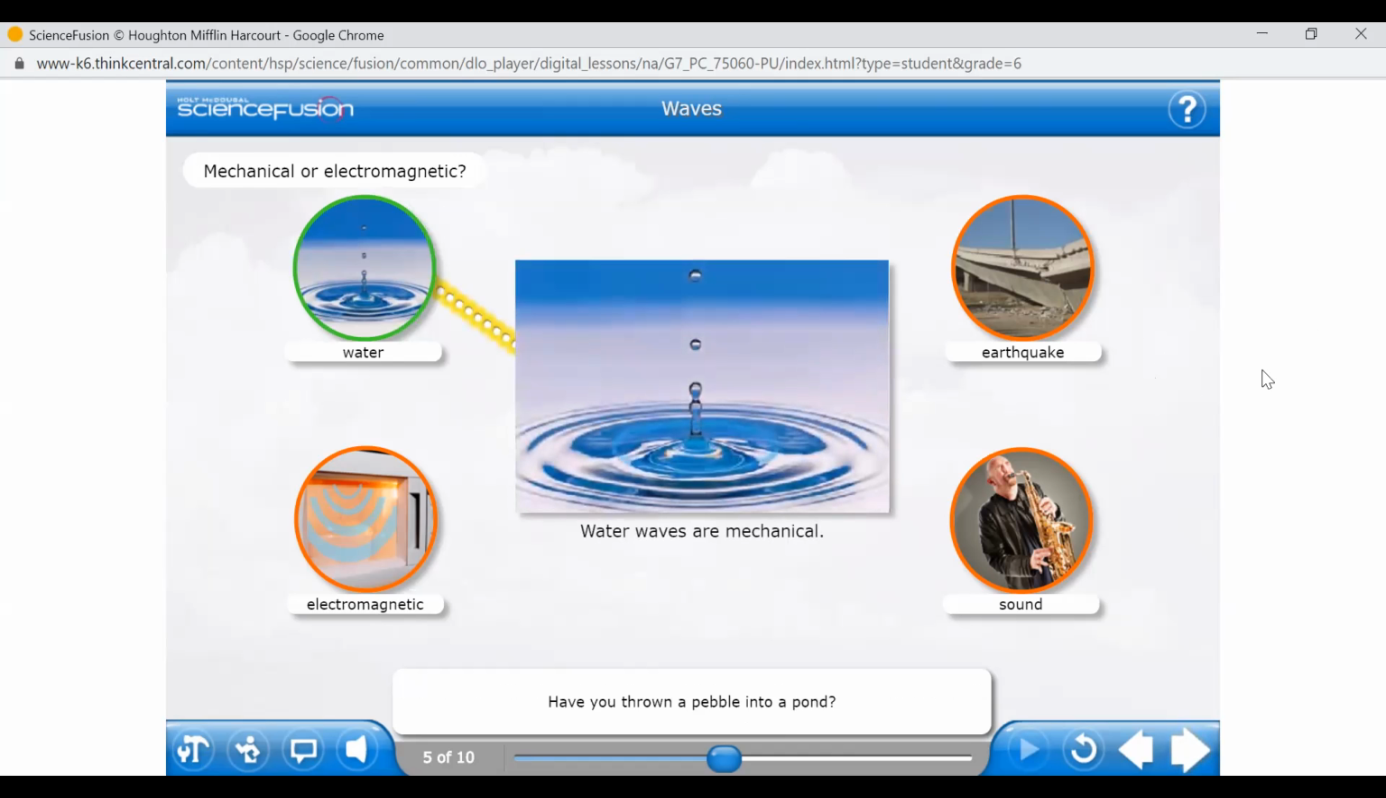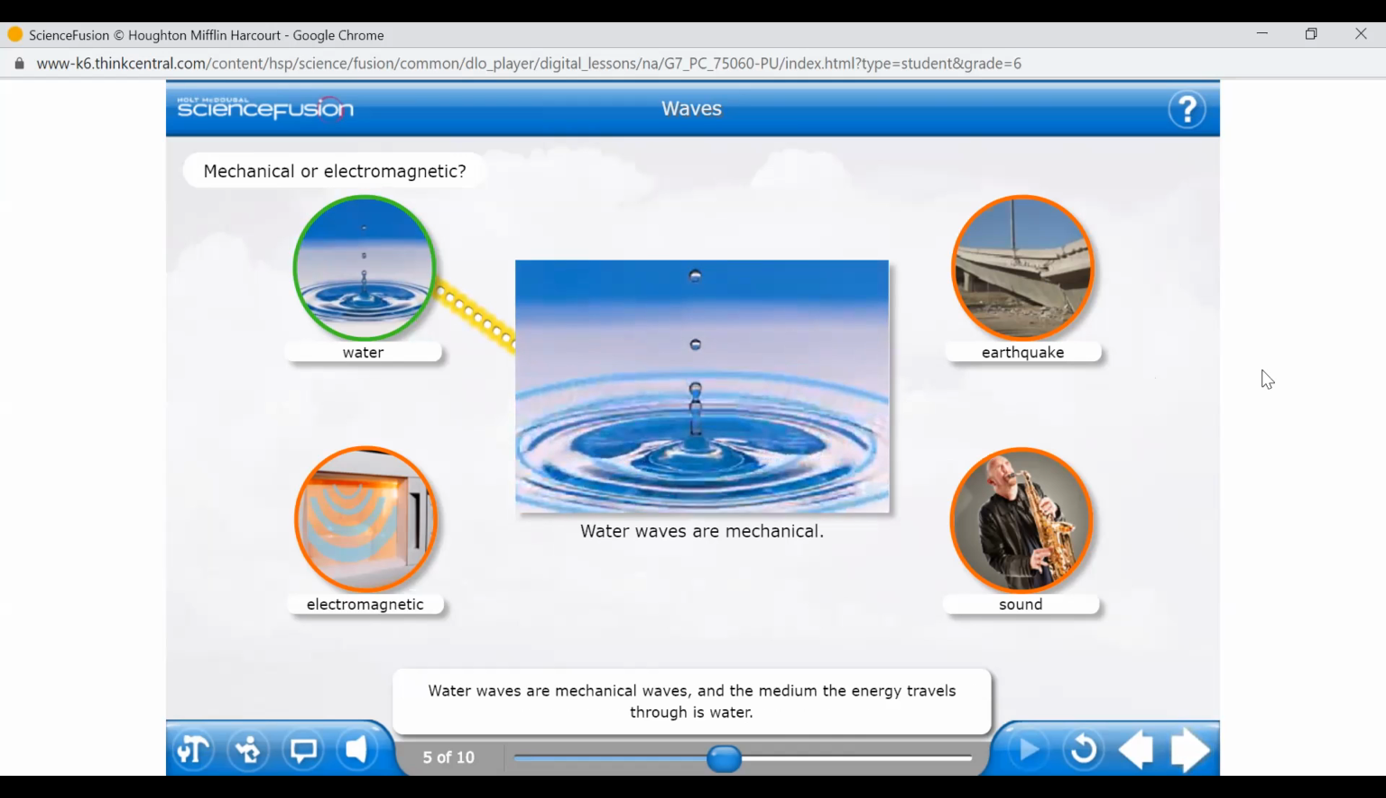Have you ever thrown a pebble into a pond? You might have noticed how the water rippled as the rock hit the water. Water waves are mechanical waves, and the medium the energy travels through is water. Water waves are usually surface waves, which are a combination of both longitudinal and transverse waves.